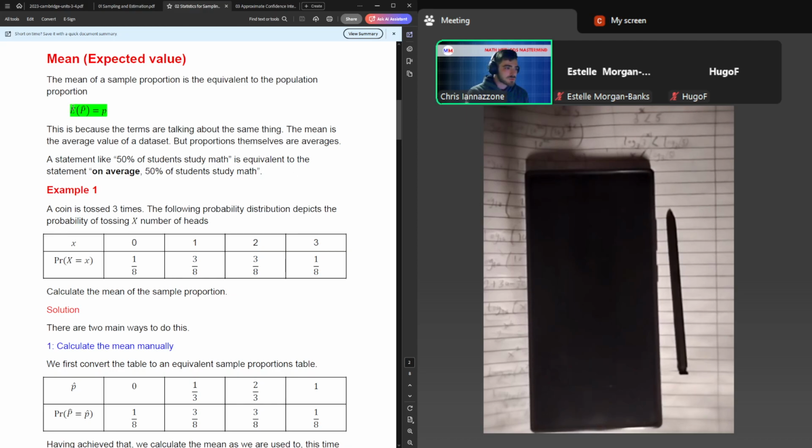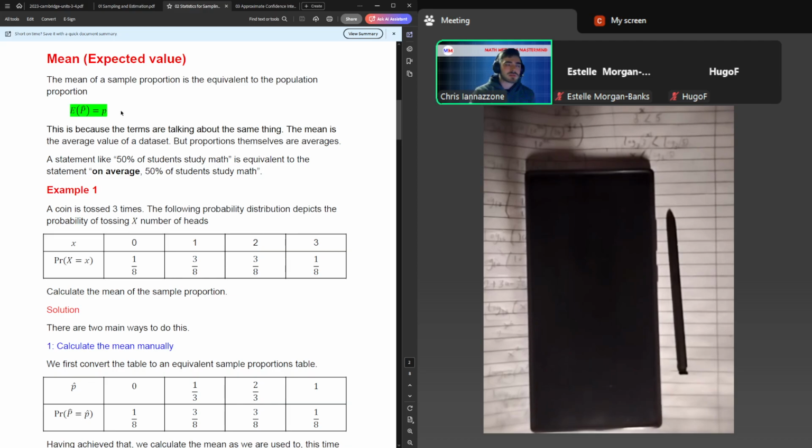One of the weird things that comes up is how you calculate the mean in this case. The mean of a sample proportion is the same thing as the population proportion. The reason why is because the terms are talking about the same thing. The mean is considered the average of whatever data set you're looking at. Proportions are also basically ratios, right? So when you talk about finding the average, you're essentially just adding it all up and finding the middle.